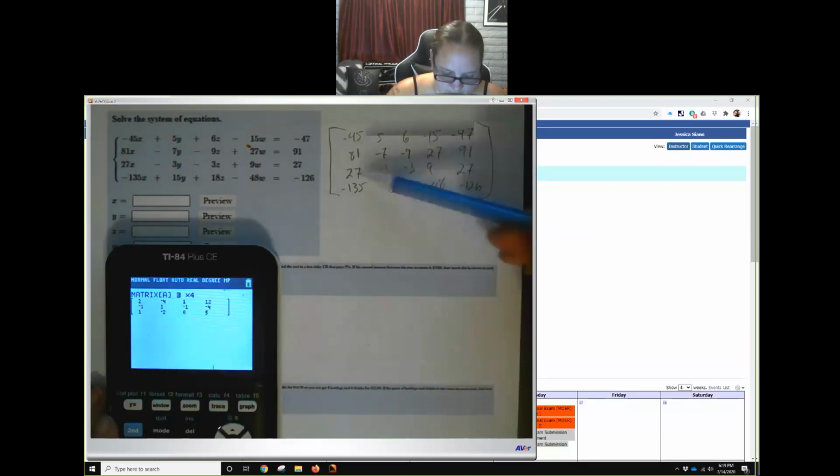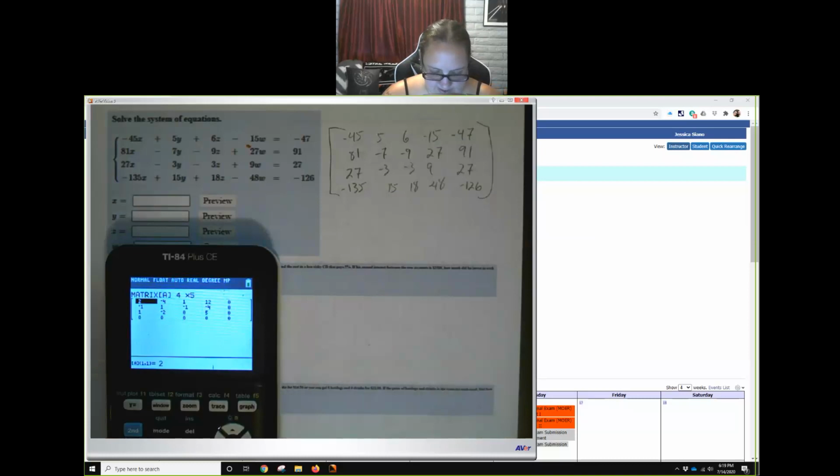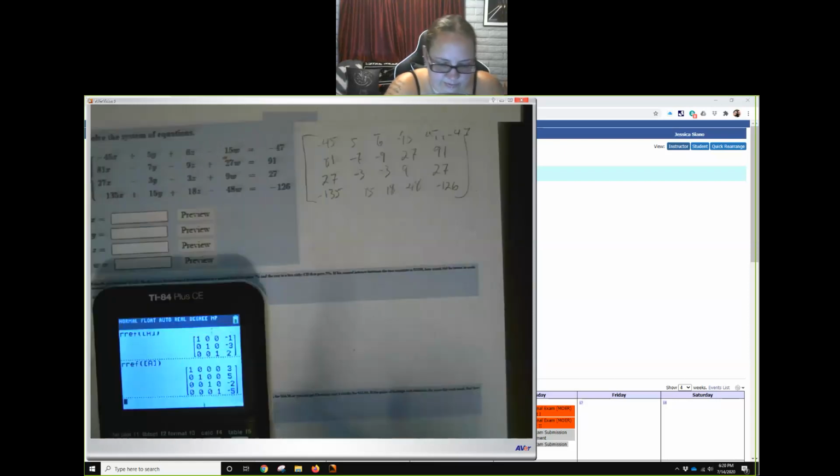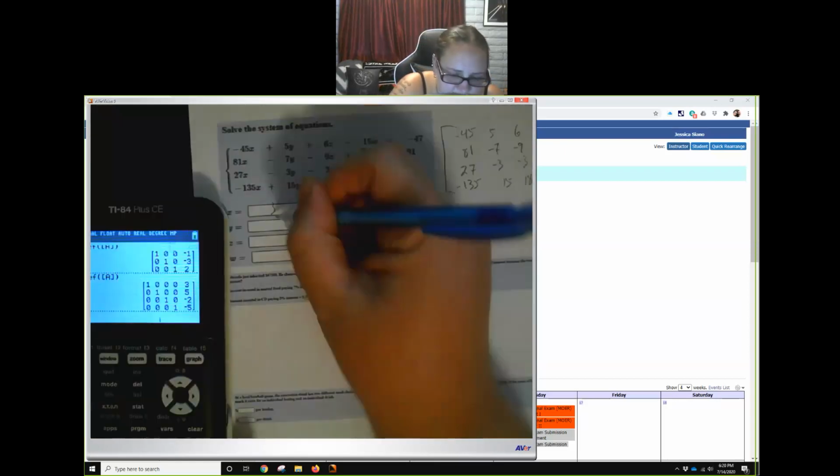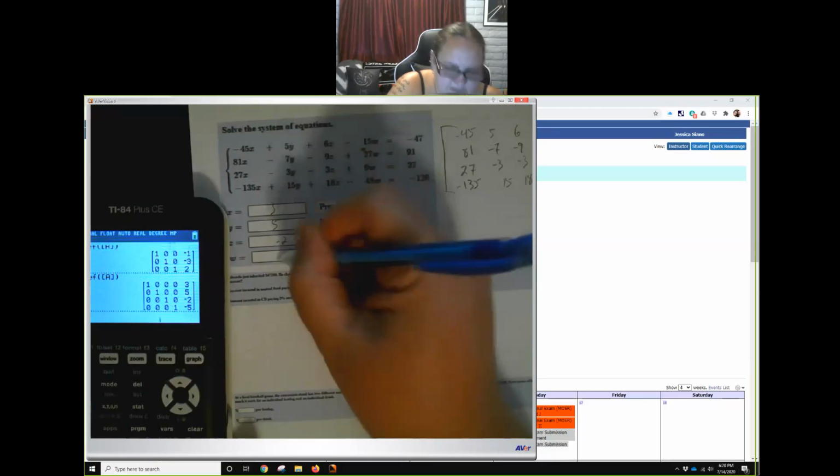So this is 4 rows and 5 columns. Negative 45, 5, 6, negative 15, negative 47, 81, negative 7, negative 9, 27, 91, 27, negative 3, negative 3, 9, 27, negative 135, 15, 18, negative 48, negative 126. Oof. Okay. Cool. 3, 5, negative 2, negative 5.